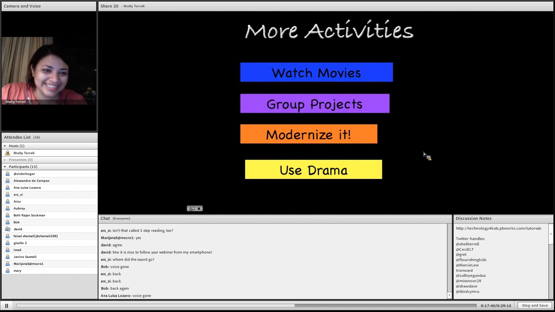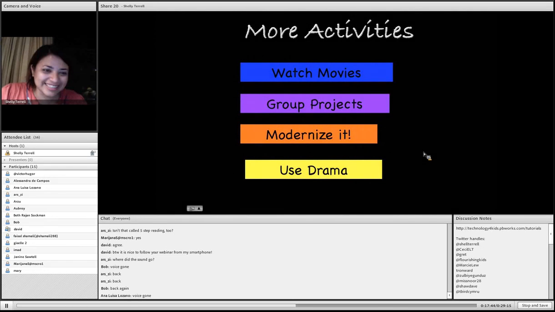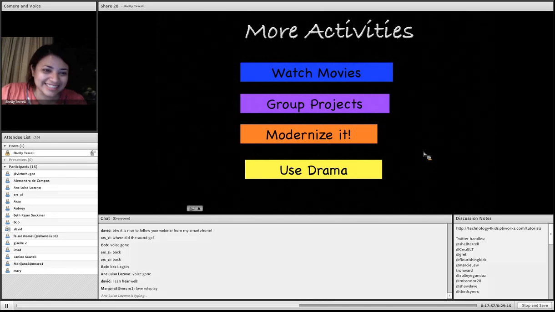There's more post-reading activities. They can watch the movies. They can do group projects. They can use drama. Have them act it out. A lot of the kids like to act things out, make a little scene, and make a little advertisement, a video advertisement of why people would want to watch that, read that particular book.